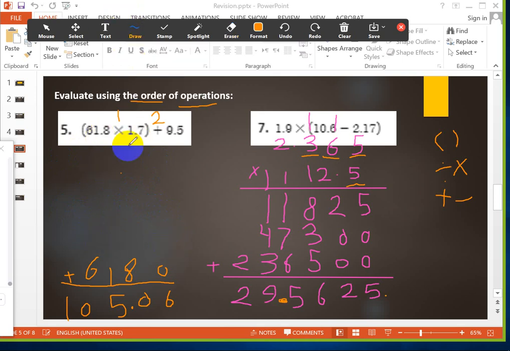The answer for this multiplication, 105.6. 0.6 hundredths, sorry. 0.6 hundredths.